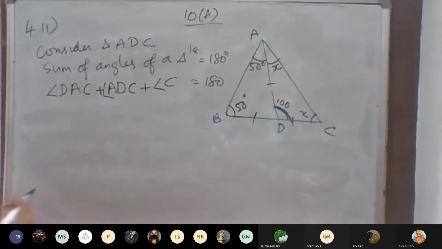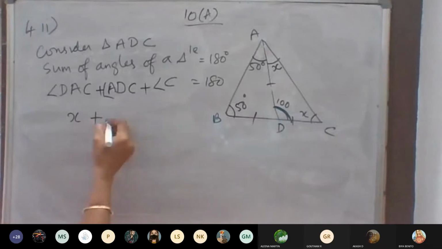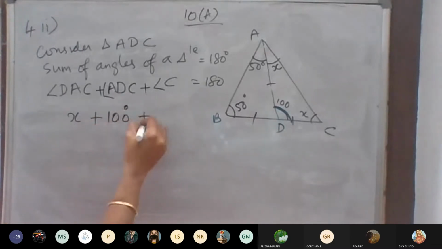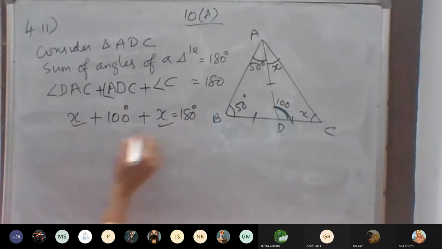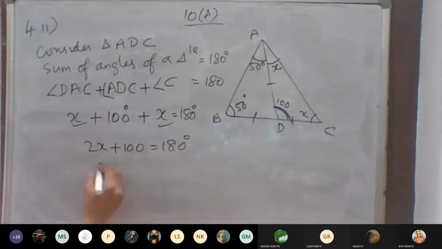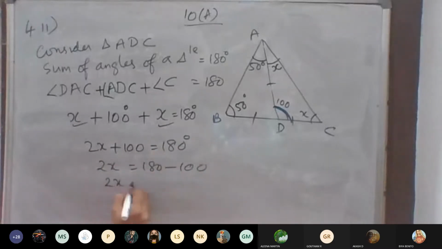So angle DAC is X, plus ADC, which we got as 100, plus angle C, X, is equal to 180 degree. X plus X, 2x, plus 100 is equal to 180 degree. So 2x is equal to 180 minus 100. 2x is equal to 80. So x is equal to 80 by 2, which is equal to 40 degree. So the x value we got is 40 degree.